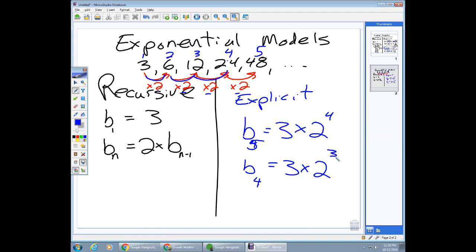Notice the relationship between the position I'm at and the power I'm using. So if I wanted to generalize this explicit formula to any value for n, doesn't matter if it's 4 or 5 or 100, I would take 3 times 2 to what power? Almost. So what's the relationship between this number and that number, this number and that number? It's always 1 less. Yeah, n minus 1. So it'd be 3 times 2 to the n minus 1 is the way that one works.